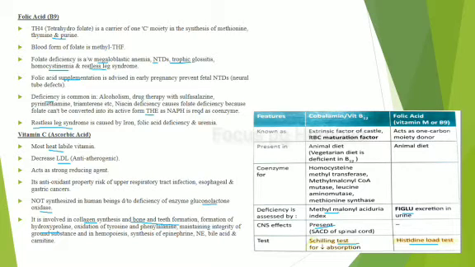Coming to the differentiating points, vitamin B12 is the extrinsic factor of Castle, or RBC maturation factor. THF, tetrahydrofolate, folic acid, acts as a one carbon moiety donor. Both are present in the animal diet.